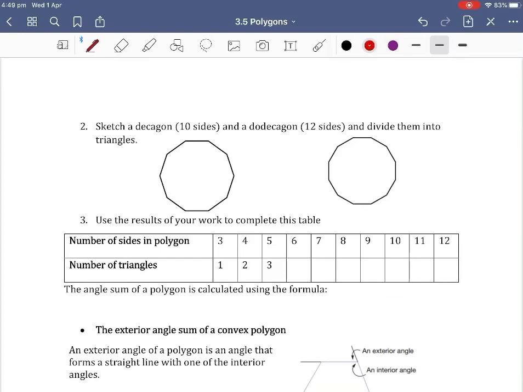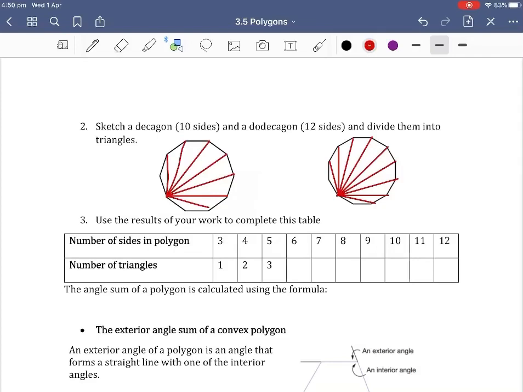Now we're going to break these up into triangles by starting at this vertex here on our decagon. So we have 1, 2, 3, 4, 5, 6, 7 lines, and then we'll start here on our dodecagon. So 1, 2, 3, 4, 5, 6, 7, 8, 9.